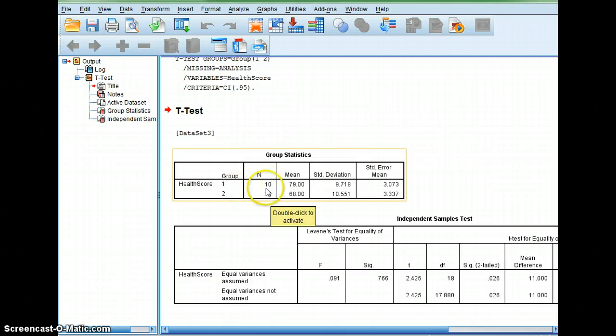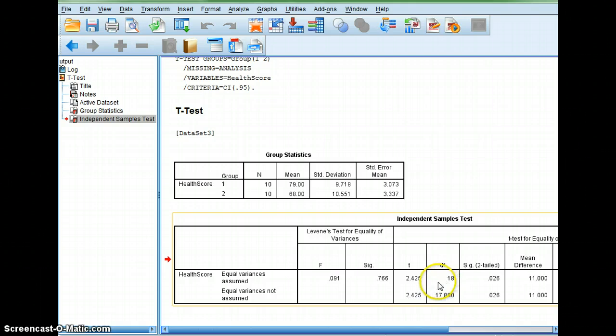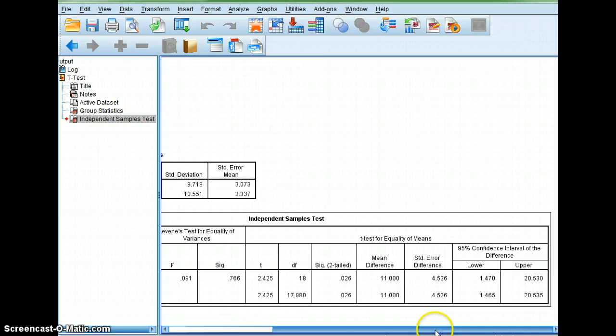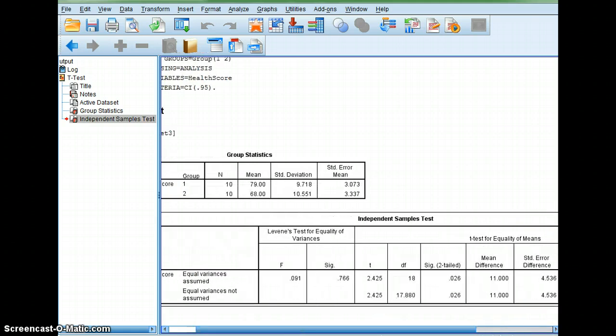So the degrees of freedom for each group would be 10 minus 1 or 9. That comes into play when you take a look at this independent samples t-test, because you'll notice this right here, the degrees of freedom is 18. That's because we have 9 plus 9. All right, so if you take a look, the t-test that we ended up with was plus or minus 2.425.